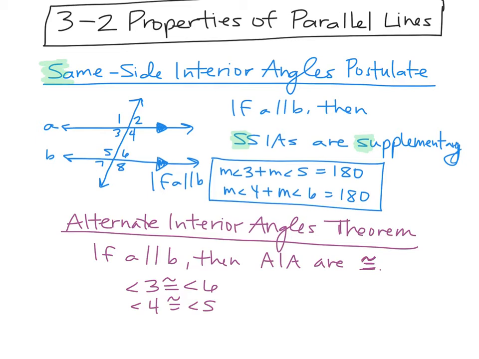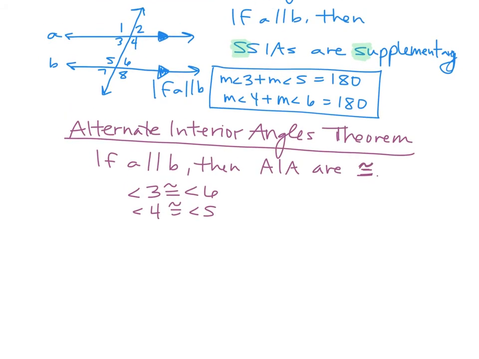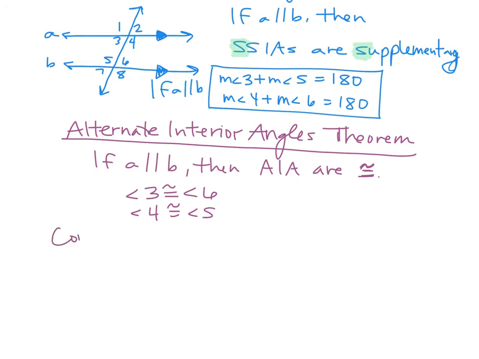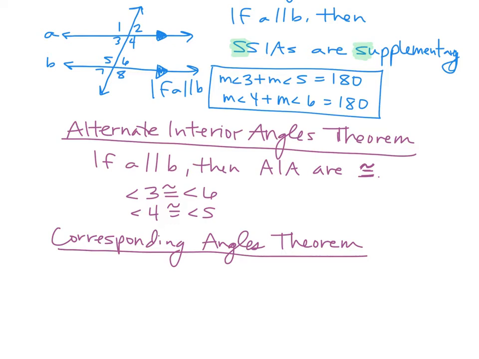Okay, so same sides are supplementary. Alternate interiors are congruent. What would you guess is true of corresponding angles? Correspondings are also congruent. So for this one, we would say if A is parallel to B, then corresponding angles are congruent. Okay. So give me some numbers.